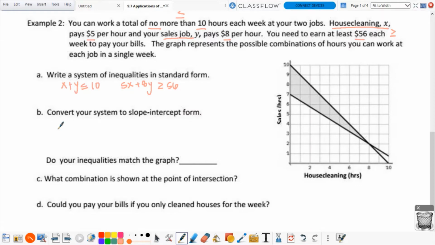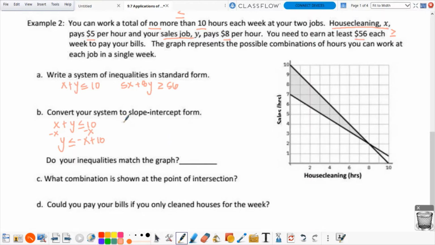It says convert to slope-intercept form, which means we are solving for y. So if we have x plus y less than or equal to 10, to solve for y, we're going to subtract x. So we are going to have y is less than or equal to negative x plus 10, because we subtracted x.